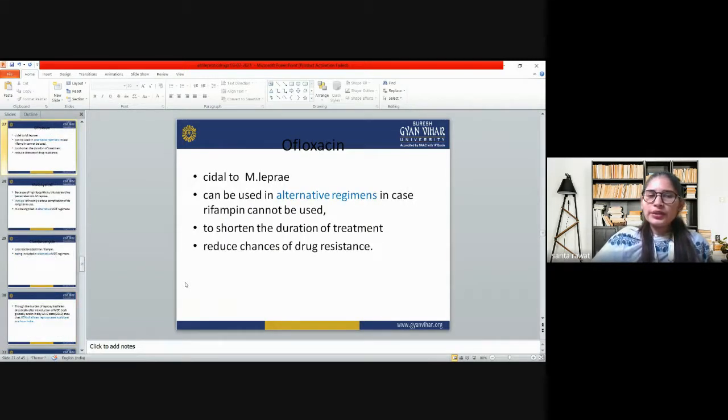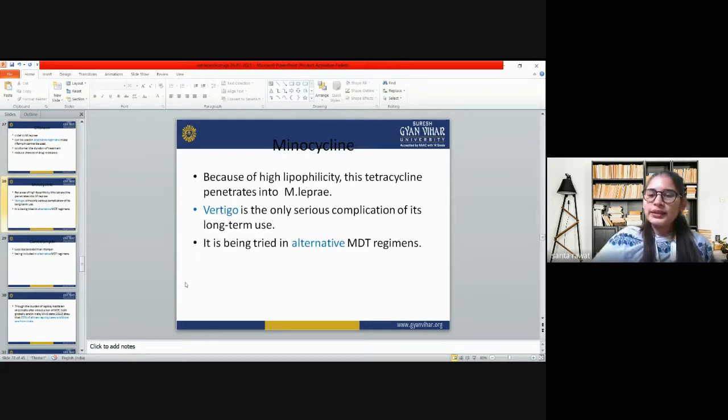Now, when we talk about ofloxacin, it is cidal to M. leprae. It can be used in an alternative regimen in case rifampicin cannot be used. It is also used to shorten the duration of the treatment, and to reduce the chances of drug resistance, we can use ofloxacin in leprosy.